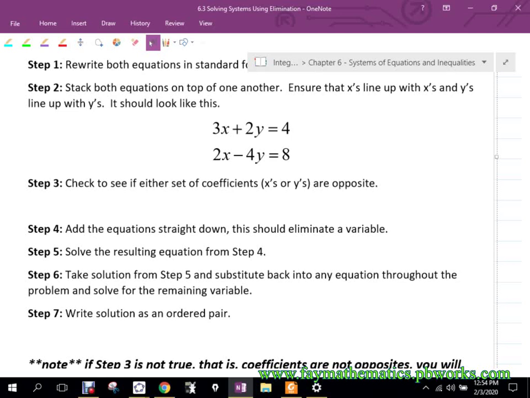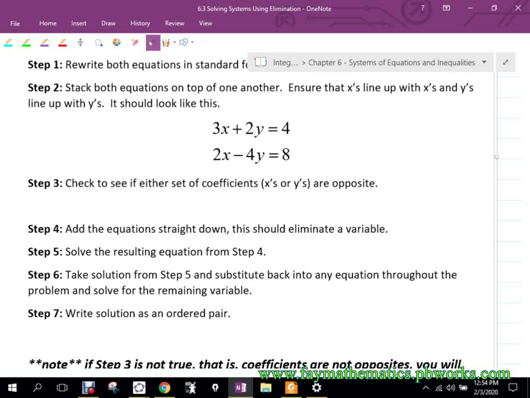What that's going to do is generate a one-step equation. It'll say like 5x equals 10 or 2x equals 30 or something like that, okay? And you can solve that for x. And that's what step 5 says, solve the resulting equation from step 4. Step 6 says take your solution from step 5 and substitute back into any equation throughout the problem and solve for the remaining variable. And that will give you y then.